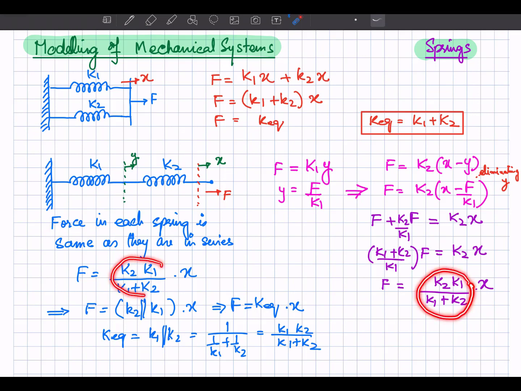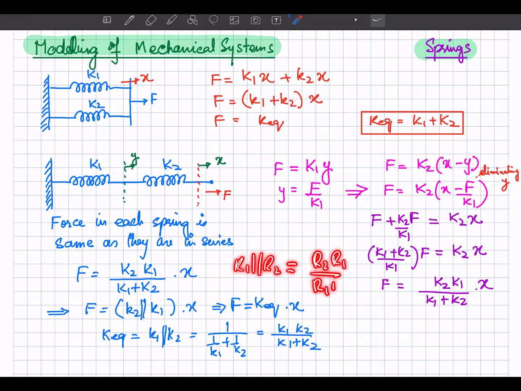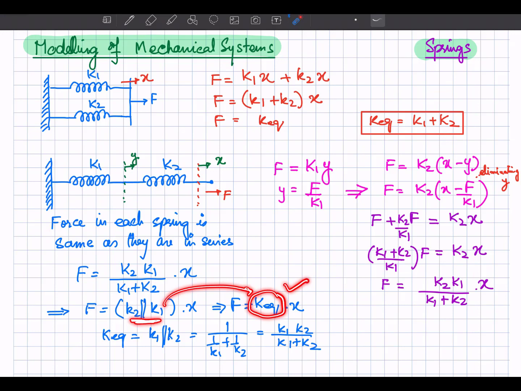So this is the equivalent spring constant, and this is basically the parallel combination of K1 and K2. Because if you have two resistances, R1 in parallel with R2, their net can be written as R2 into R1 divided by R1 plus R2. Similarly, over here you have the product term and the summation, so I can write that K2 is in parallel with K1. So this is the equivalent spring constant when the springs are in series.